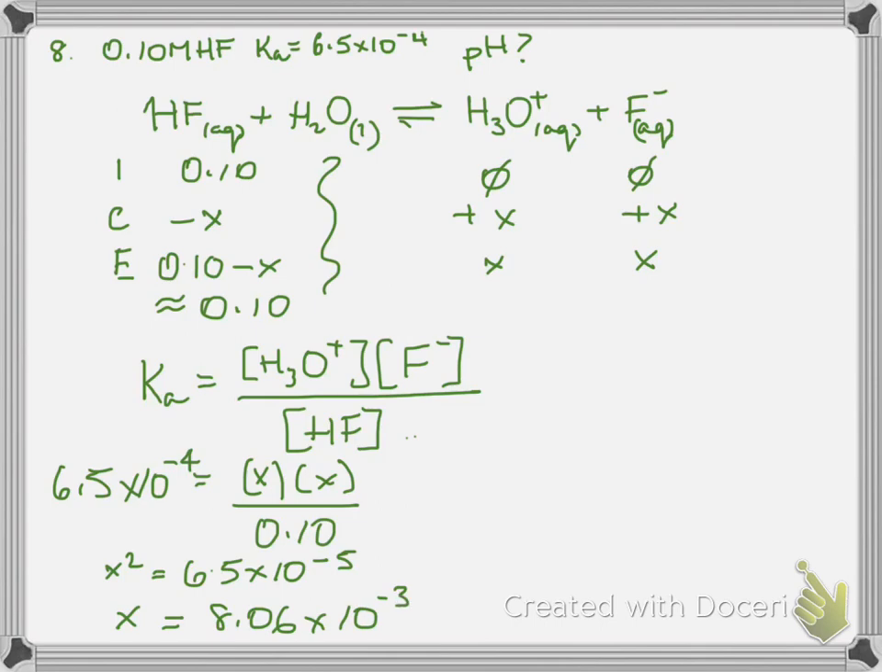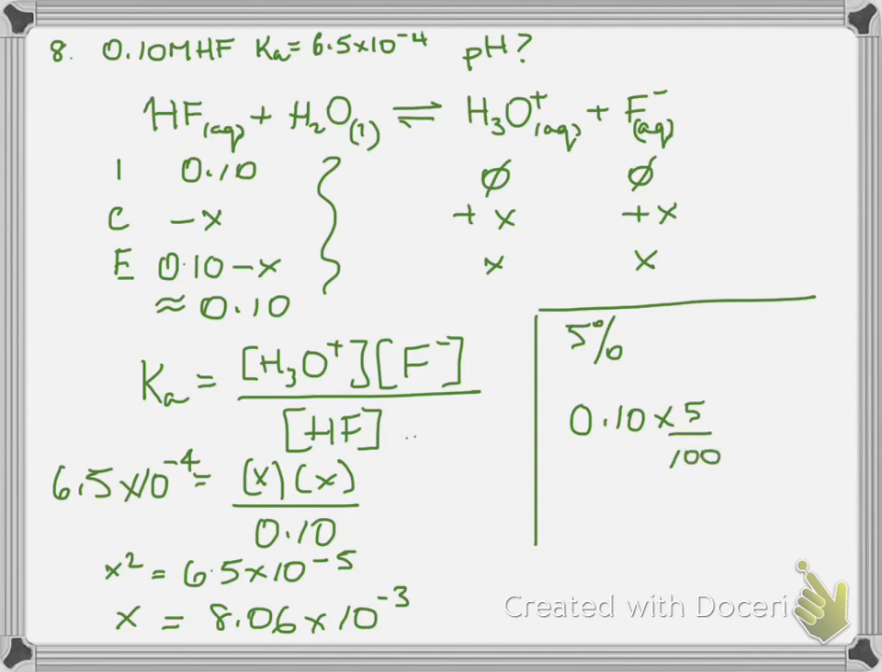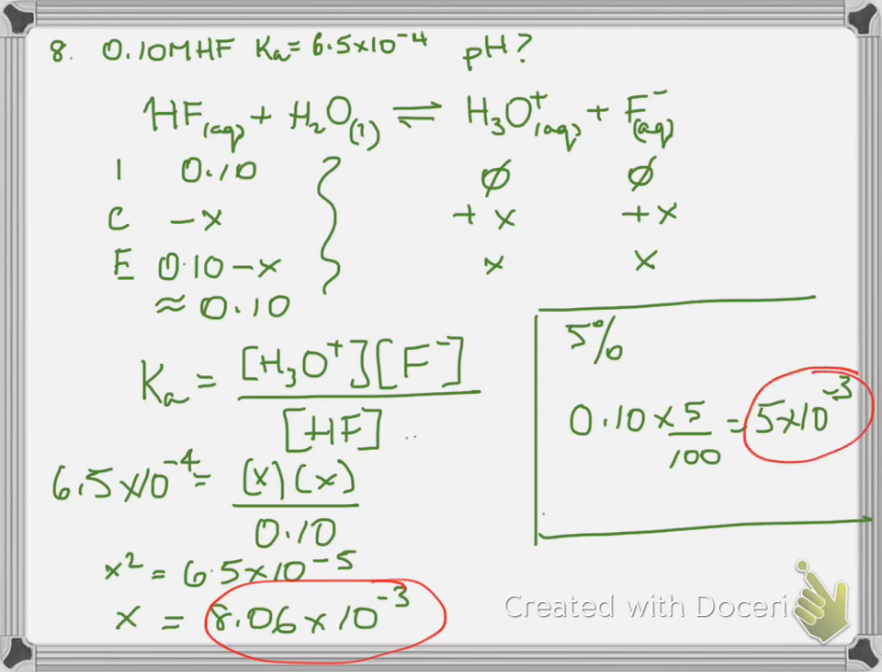Okay, again, we have to check the 5% rule. So 5% is 0.10 times 5 over 100, which is 5 times 10 to the negative 3. Now, check to make sure. This time, if you notice, we've got 8.06 times 10 to the negative 3, and we've got 5 times 10 to the negative 3 for the 5% rule. X is bigger than 5%, which means we cannot use the approximation. We cannot use this number for x.